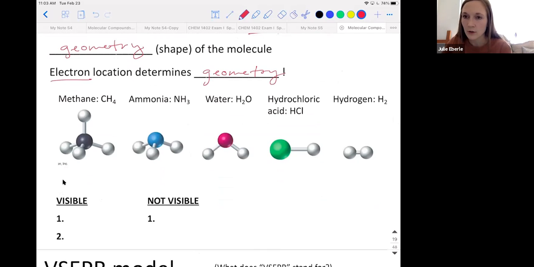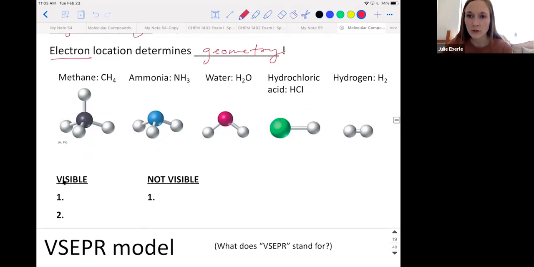These models with the different color spheres, we call them ball and stick models or space filling models. No, these are space filling models. These are more ball and stick type models. But there are things you see and things you don't see. What is visible in each of these? The different colors, the black and the white, for example, with CH4: you've got the atoms. This would be the carbon, and the hydrogens are the white spheres. So one part that's visible is all the atoms in the molecule. The other part that's visible are the dashes, lines, or sticks connecting the spheres. These represent the bonds.